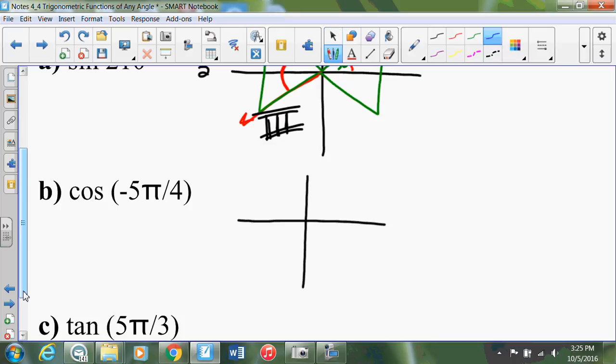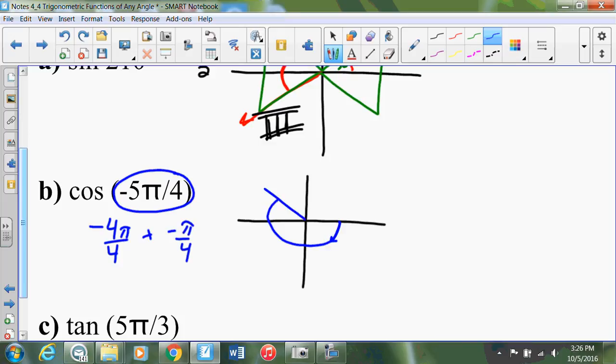So -5π/4. I know negative angles are going to be moving clockwise. And so let's see, -5π/4 is a little bit past π, because that's -π, which is the same thing as -4π/4. And then I've got to go another -π/4 to get to -5π/4. So go a little bit more, and there I see there is -5π/4.